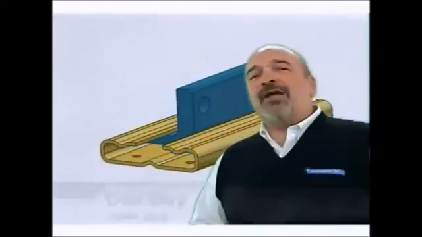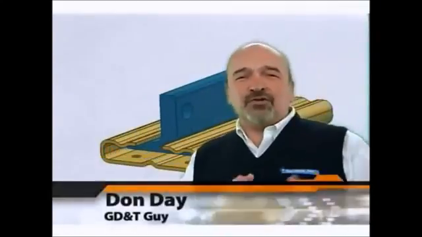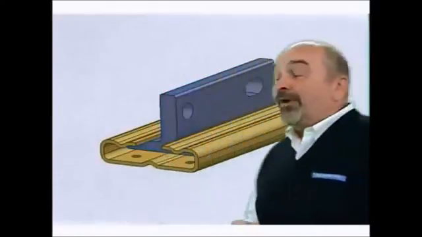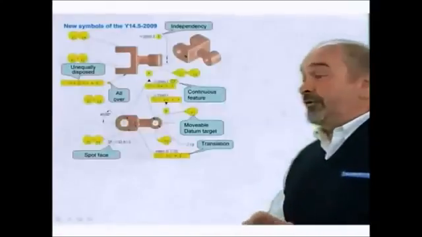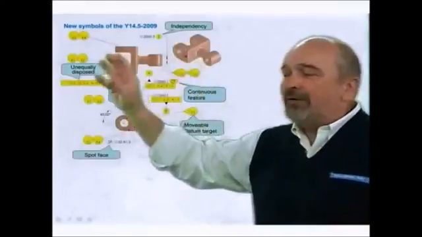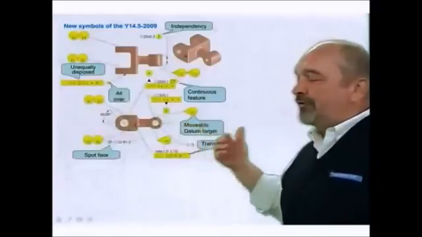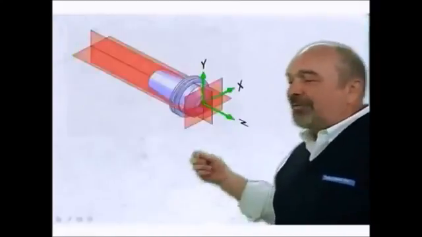Thanks, Wendy. We have this new Y14.5 revision dated 2009, and there's so much new in it. Let me just show you a few of the things that are new. We have 7 new symbols in this revision. There's an independency symbol that unlocks Rule 1, unequally disposed for the profile tolerances, an all-over symbol, continuous feature, movable datum target, translation modifier, and the spot face because of a lawsuit.